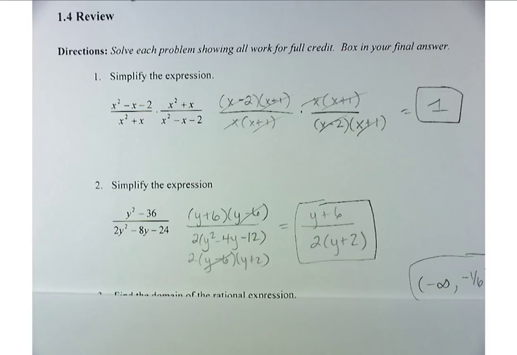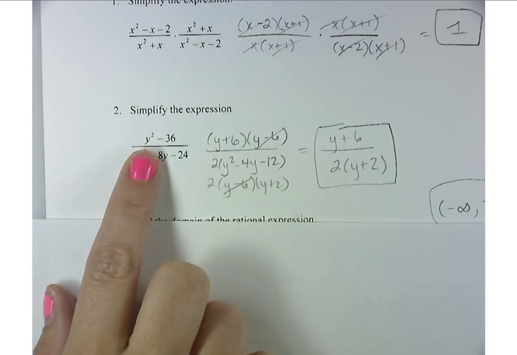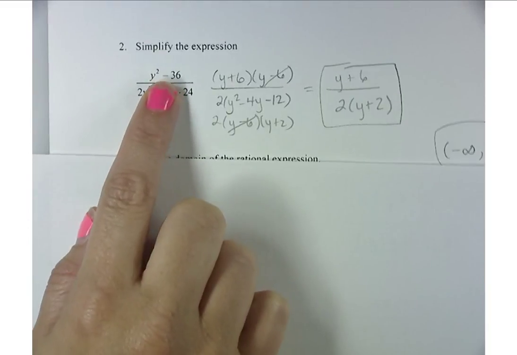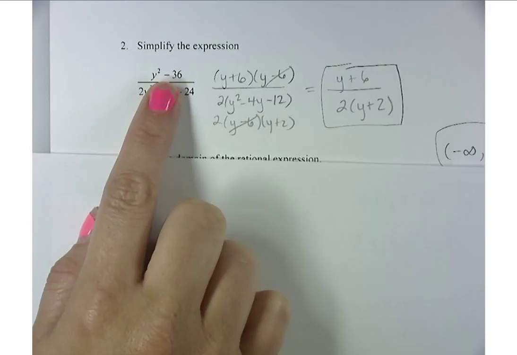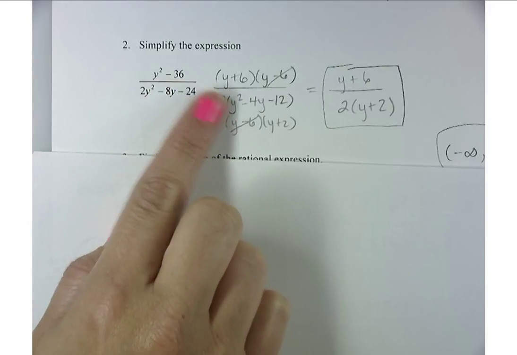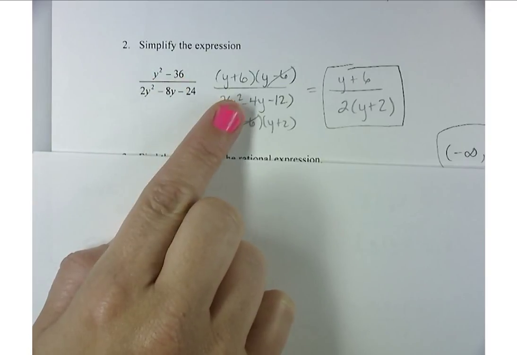Okay, questions for me on number 1? Okay, number 2, it says simplify the expression. The first thing you should be doing here is factoring. This is a special pattern. Can anybody tell me what the pattern name is? Difference of squares. So it's going to be y plus 6, y minus 6. The square root of y squared is y. The square root of 36 is 6.